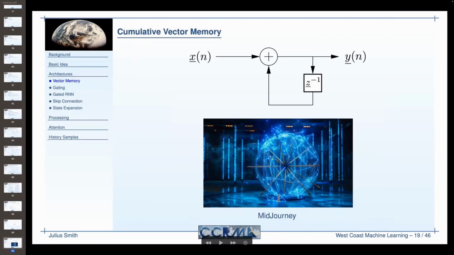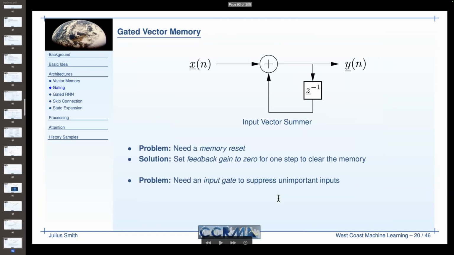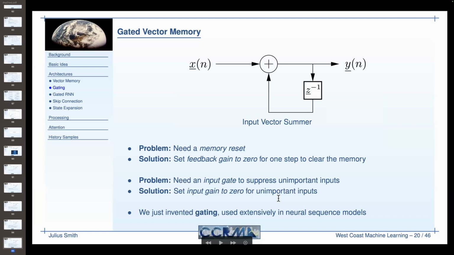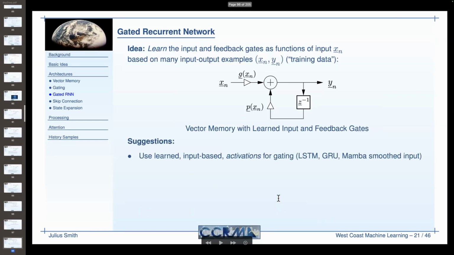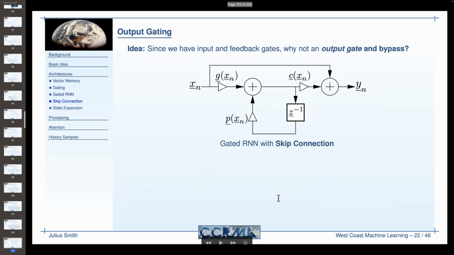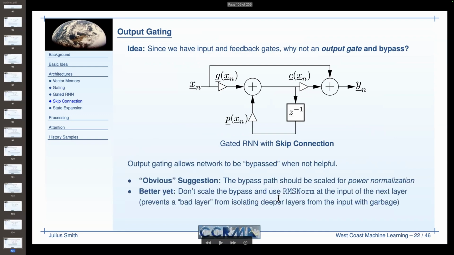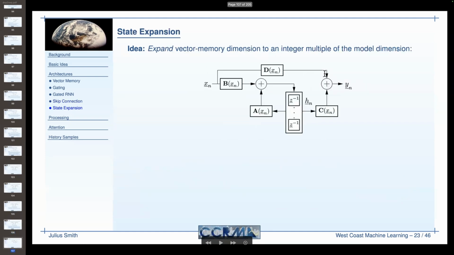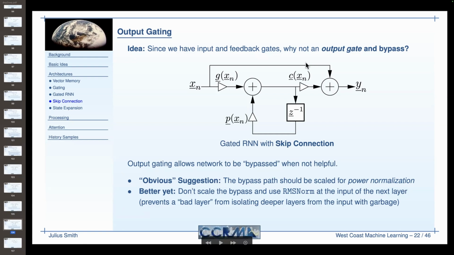Okay, so what we did, we talked about making the vector memory, and then we decided, oh, we need to reset it. We need to have gating, and so that led to input gates and feedback gates and a number of suggestions. And we talked about the Mamba softplus thing. And then we extended it to the skip connection, the gated RNN with skip connection, by just adding an output gate and having a really good idea of not scaling for power normalization. We had this discussion about not messing up the later layers, and so there are some interesting things there, because the whole idea is 20/20 hindsight, trying to invent what we're doing in some principled way, so we didn't have to just stumble onto it.